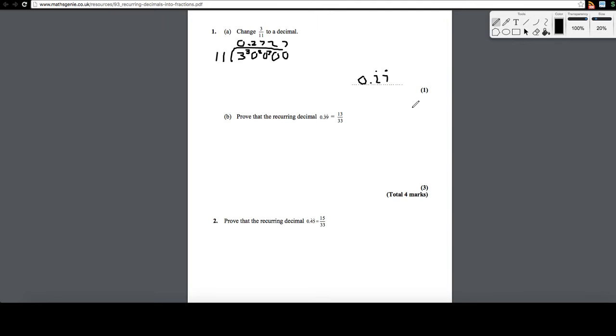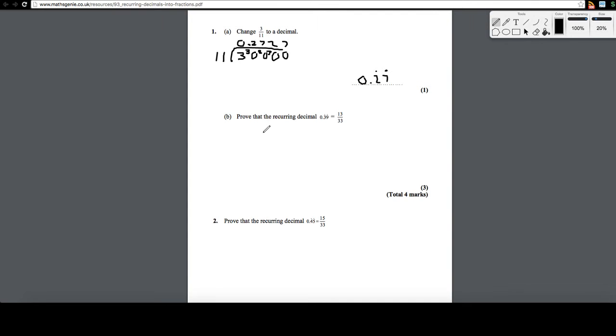So what you have to do is you want to put the 3 in the bus stop, the top one goes in the bus stop, the 11 goes outside, and that's quite a handy rule if you ever see this in an exam. Just try and remember, top one goes in the bus stop, bottom one goes outside.